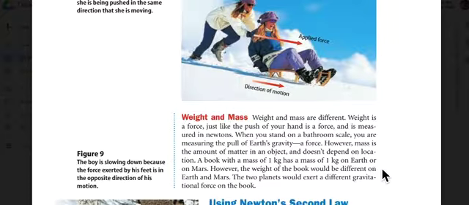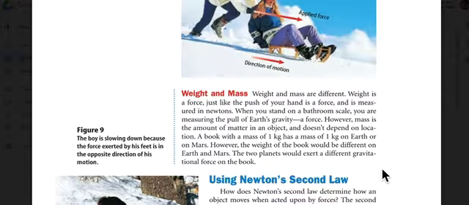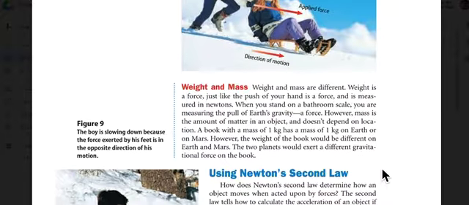Weight and mass are different. Weight is a force, just like a push of your hand is a force, and is measured in newtons. When you stand on a bathroom scale, you are measuring the pull of Earth's gravity, a force. However, mass is the amount of matter in an object, and it doesn't depend on location. A book with a mass of 1 kilogram has a mass of 1 kilogram on Earth or on Mars. However, the weight of the book would be different on Earth and Mars. The two planets would exert different gravitational force on the book. So remember that. The mass isn't changing, but the weight may.